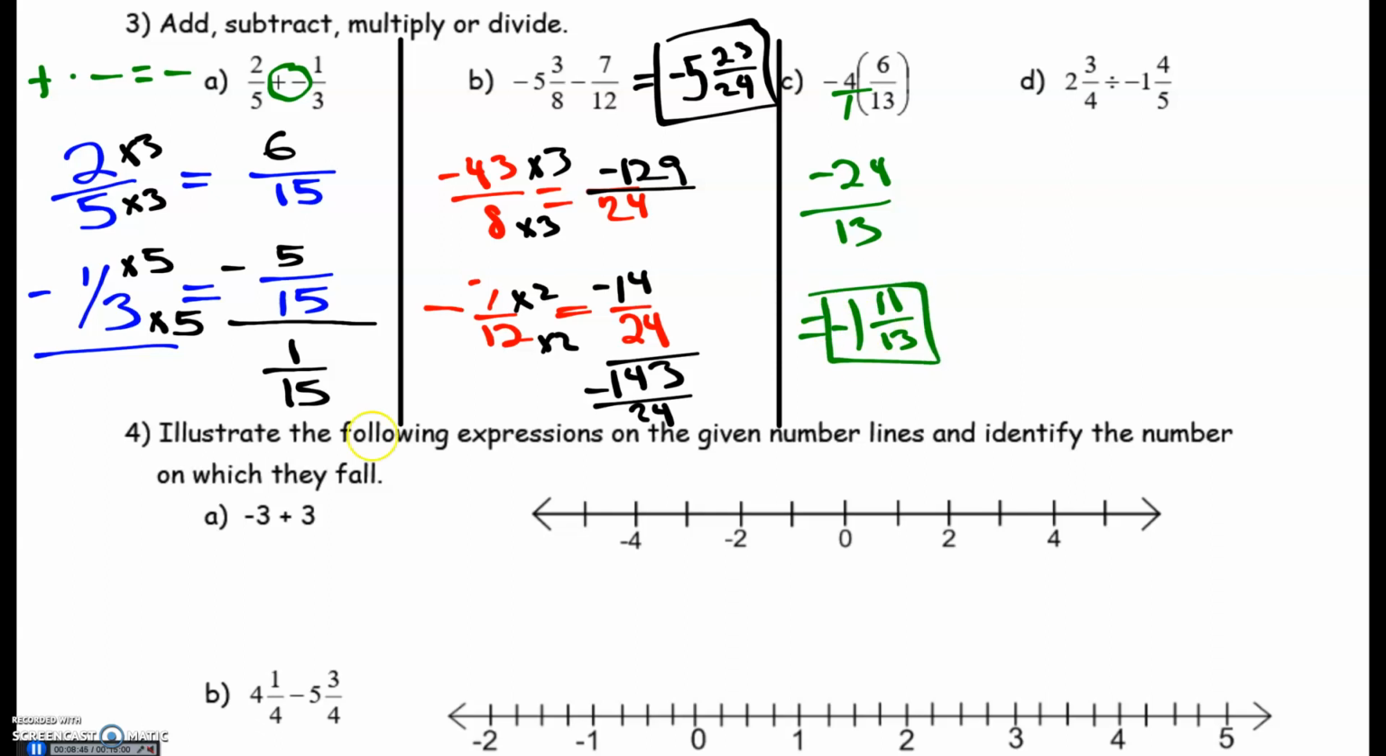All right, now on to letter D. This question consists of dividing. We have a mixed number divided by another mixed number. So to make it a little bit easier for ourselves, let's take these two mixed numbers and turn them into improper fractions. 2 times 4 gives us 8, and 8 plus 3 gives us 11, and we keep it over the denominator of 4. Keep my division sign here.